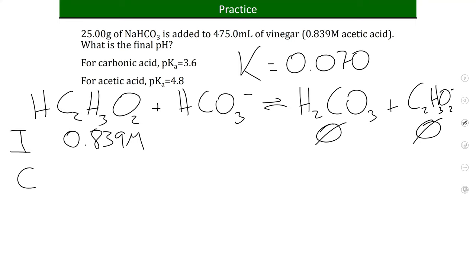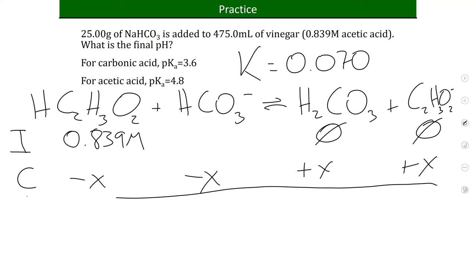What's our change going to be for everything? Any weird stoichiometry going on here? Everything's all one-to-one, right? So minus X's and plus X's. We don't know what that is yet, but once we crunch the numbers, there'll be a number there. But whatever it is, it's just going to be minus X and plus X. So we're just going to get an equilibrium expression, plug it in, solve for X.